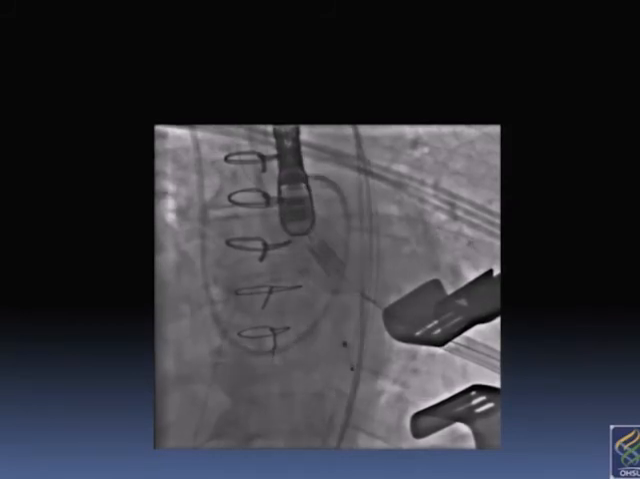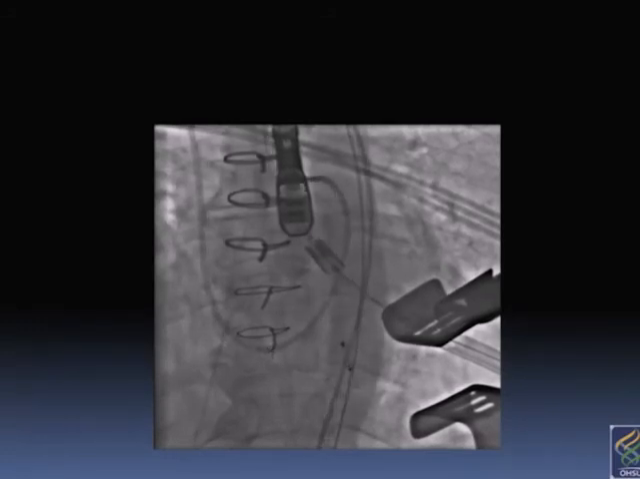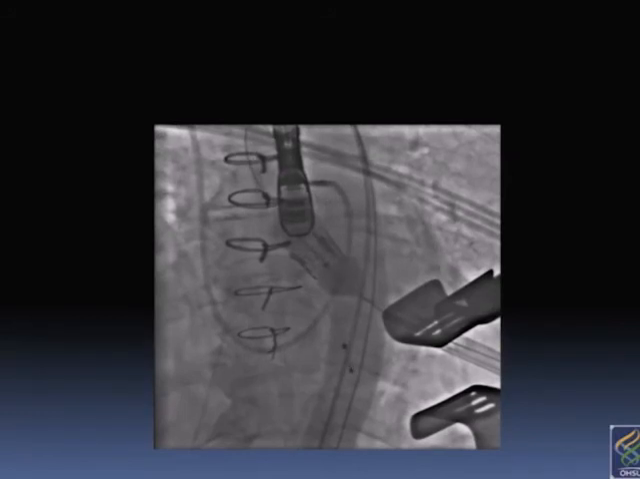The thing is that with transapical approach, the patient is at much higher risk of developing post-procedural hemopericardium and hemothorax, so you need to watch out for this. If you see a patient post-transcatheter valve with the left-sided chest tube, you know that there has been a transapical approach.